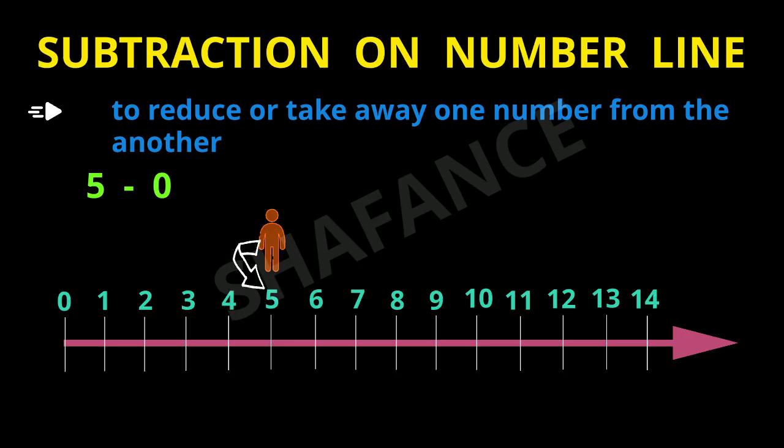That is 5. So after doing the operation 5 minus 0, the person is at place 5. So the answer of 5 minus 0 using the number line we have seen. So the answer of this operation is 5. Using number line we have seen that 5 minus 0 is equal to 5. So this is how we add or subtract numbers on the number line.